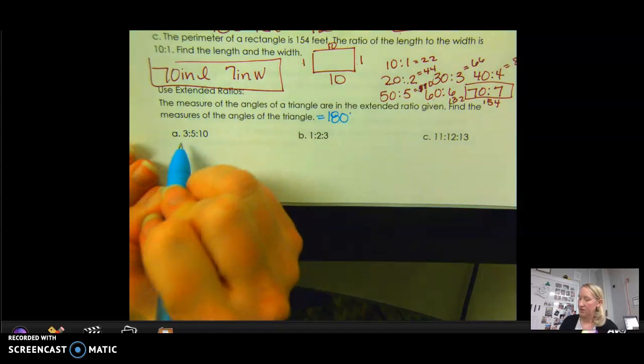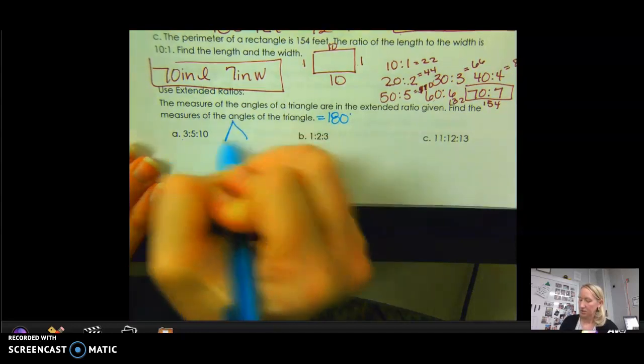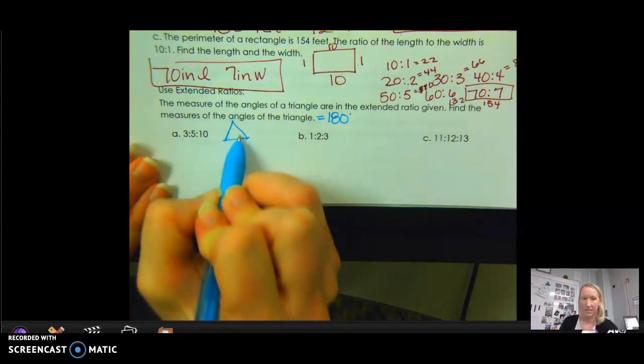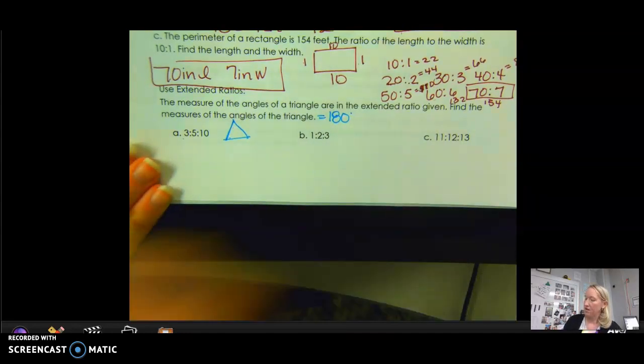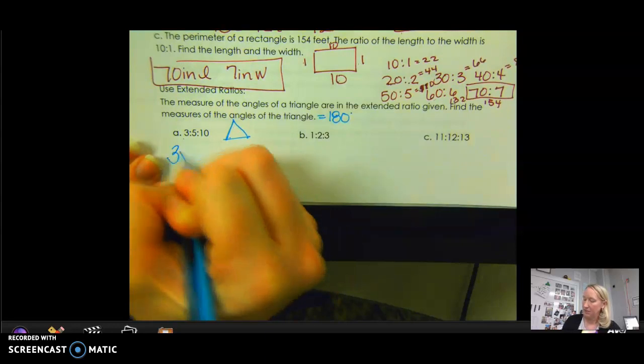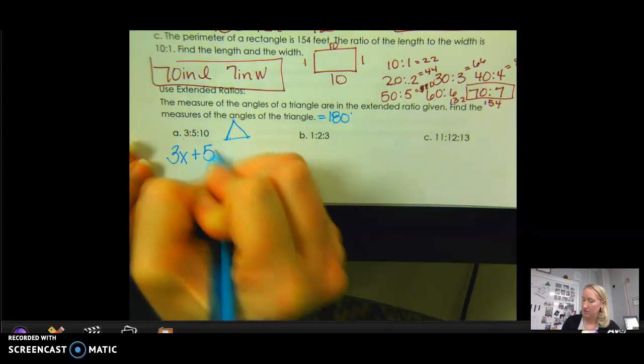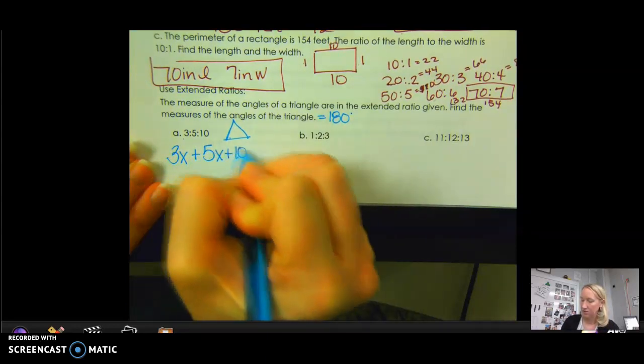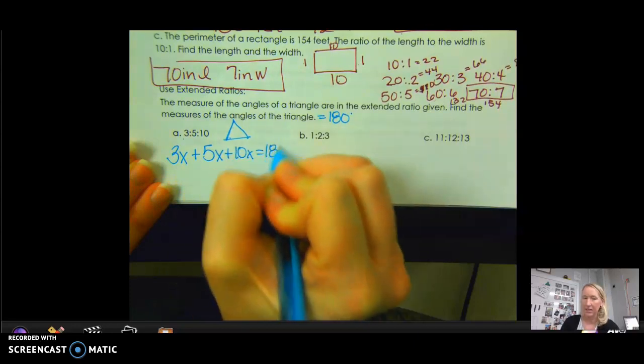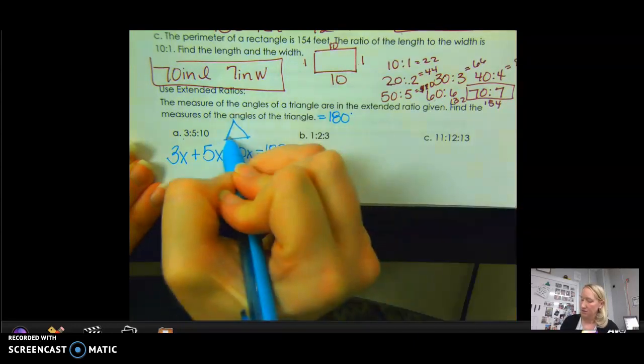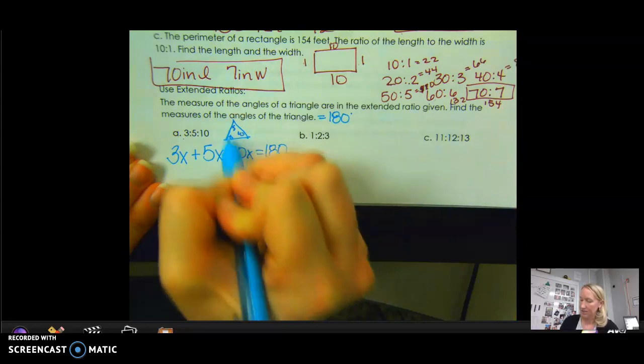So what they're saying is for every 3 degrees in this corner, I get 5 degrees in this corner, and 10 degrees in this corner. So we need to keep adding these until we get up to 180. We don't know how many times bigger they are going to be. So that's why we do 3x plus 5x plus 10x, and it should equal 180 total. So this was 3, this is 5, this is 10, right? Well, that doesn't add to 180.